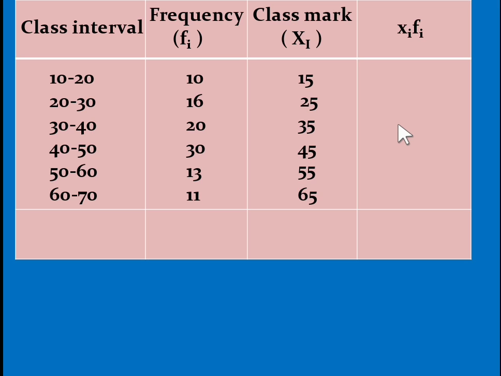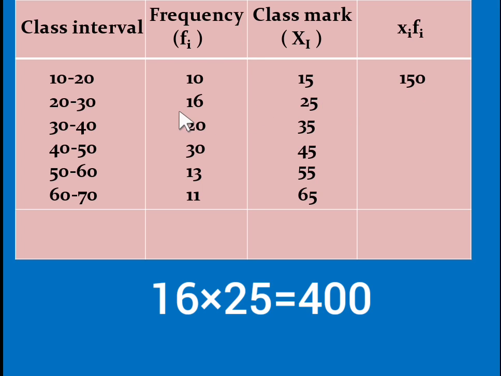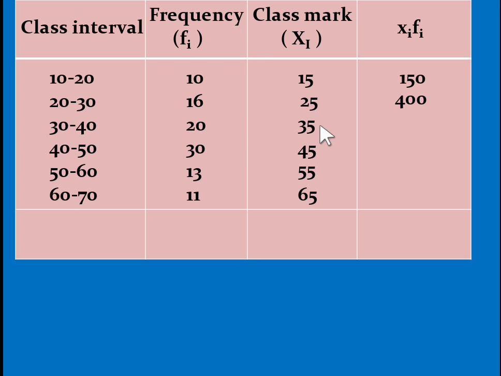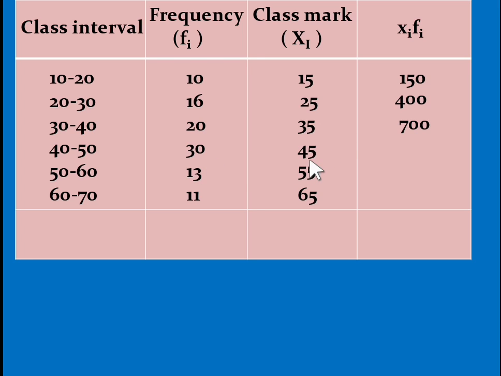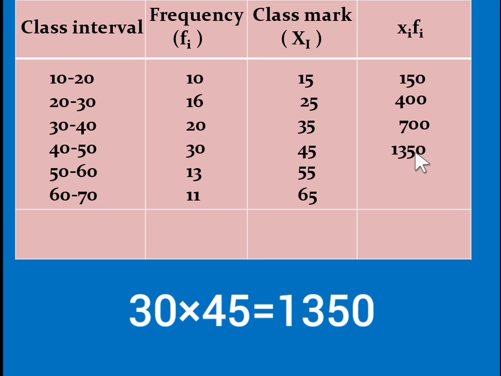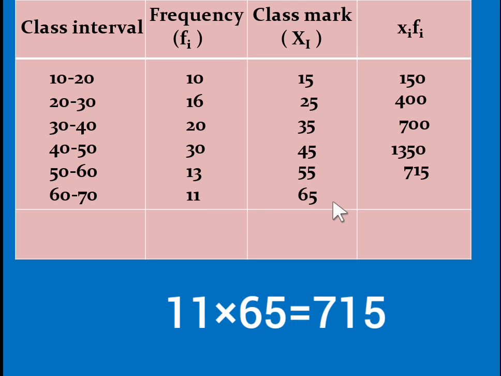Now in this table we have to find the product. 10 multiplied by 15 is equals to 150. 16 multiplied by 25, 400. 20 multiplied by 35, 700. 30 multiplied by 45, 1350. 13 multiplied by 55, 715. 11 multiplied by 65, 715.